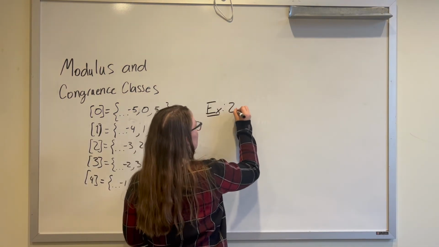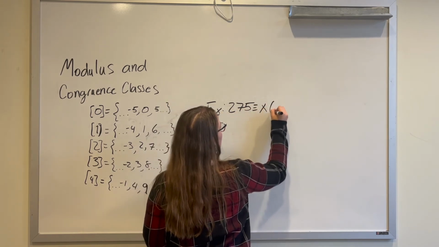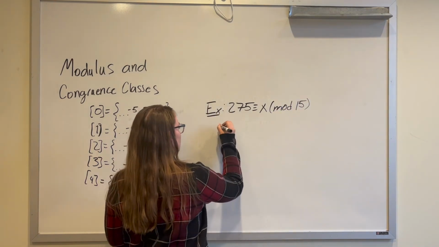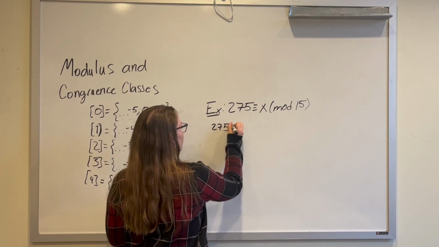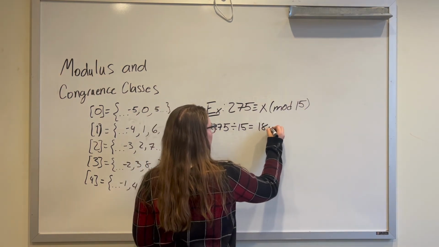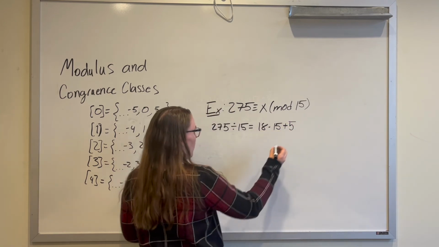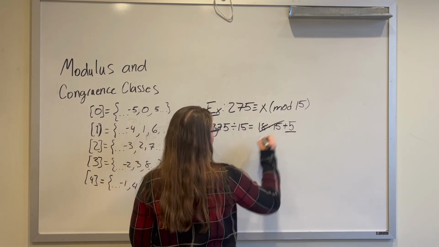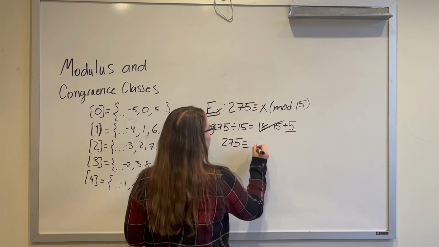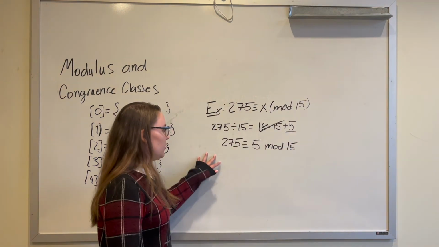For example, say we wanted to solve 275 congruent to some number x mod 15. So then we do 275 divided by 15, which is equal to 18 times 15 plus 5. And so our remainder here is 5, and that's all we want to look at. We don't care about that part. So then 275 is congruent to 5 mod 15. And now that we found this, we're done.